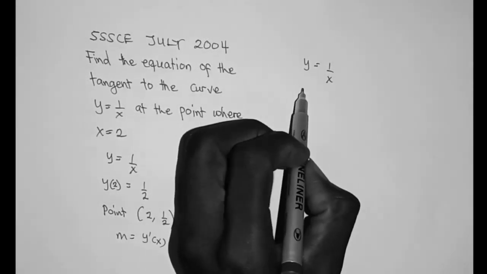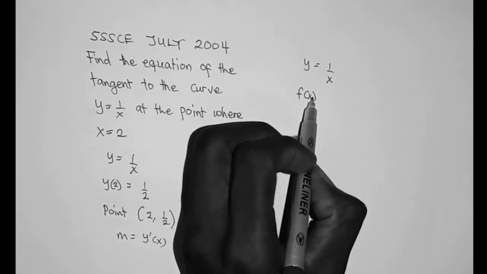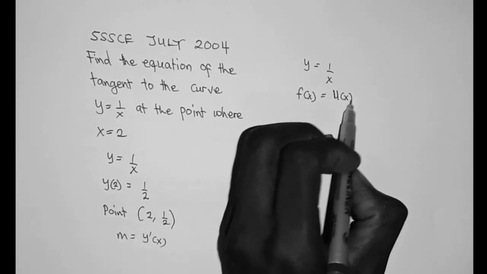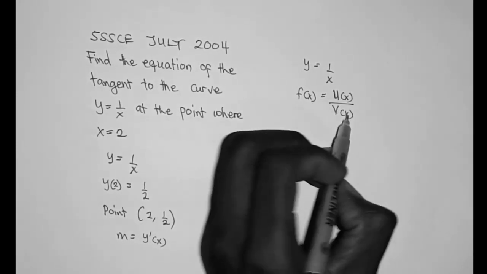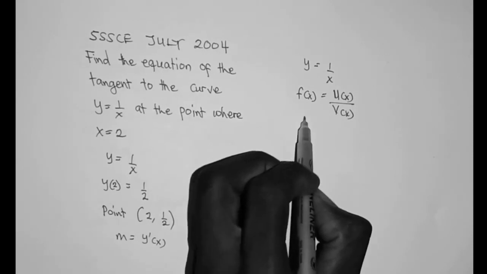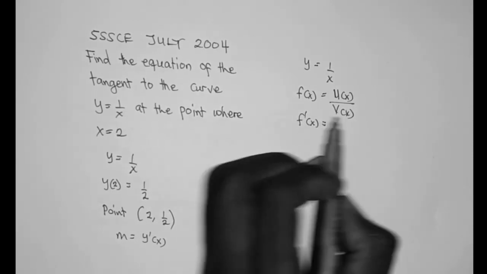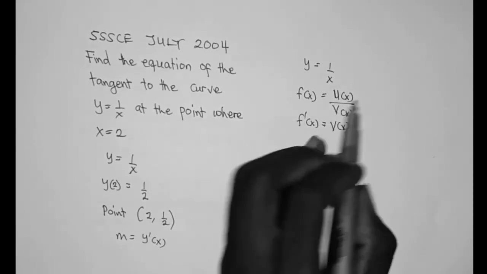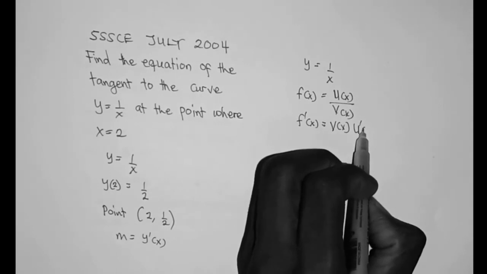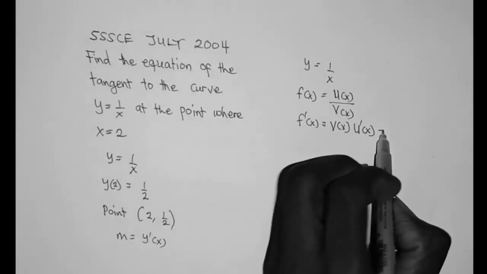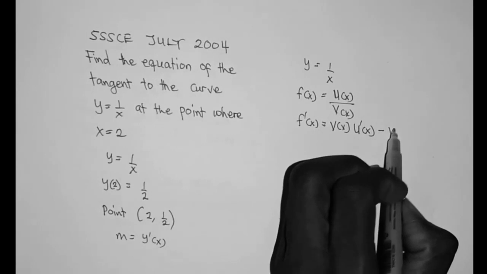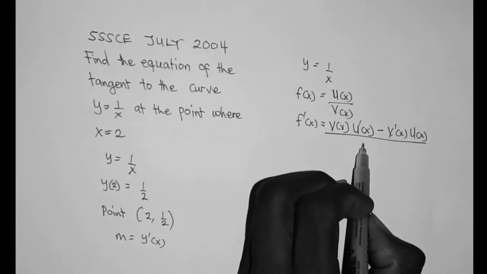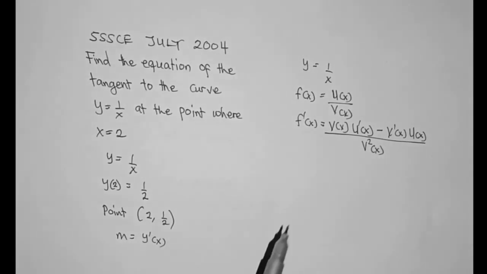So we need to use quotient rule in this case. For example, if f of x is equal to u of x divided by v of x, the rule says that f prime of x is equal to: bring v of x here and then differentiate u of x, then subtract from it, differentiate v of x and then keep u of x, and divide it by the square of v of x.